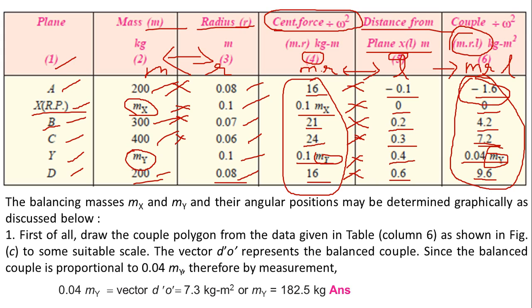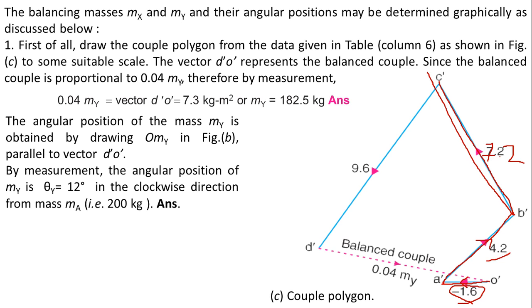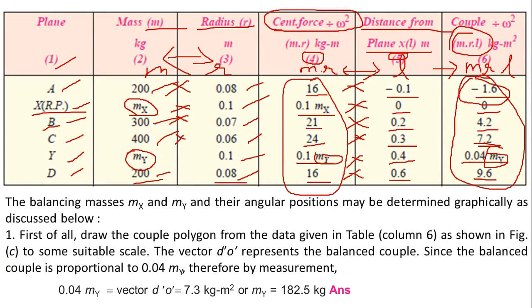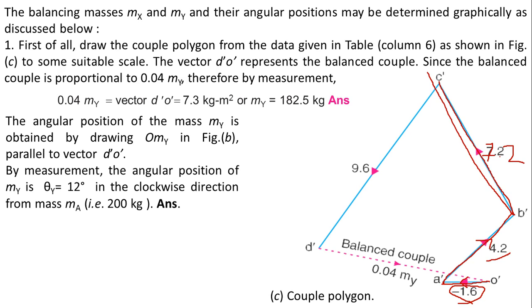Now the next one, after 7.2, is D, 9.6, and the remaining one is not known to you. So the remaining will be the value for 0.04 my. So you take 9.6 now. The angle is known to you. This was one angle, so that is 45 plus 70 plus 120 from the horizontal plane. So this will be getting 9.6 here up to D dash.